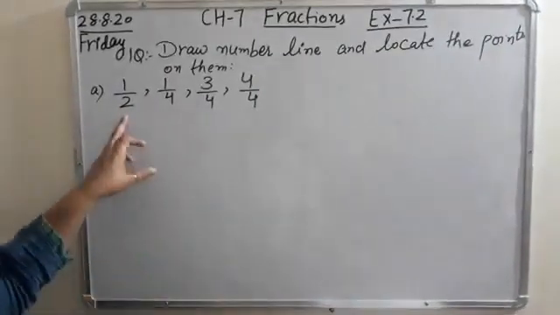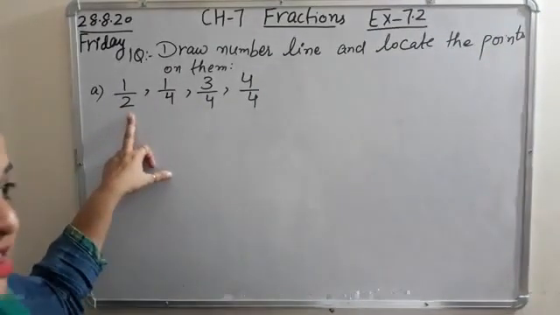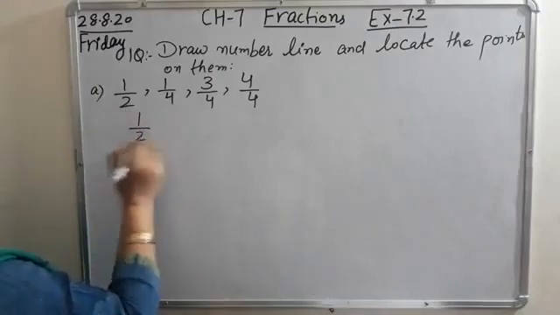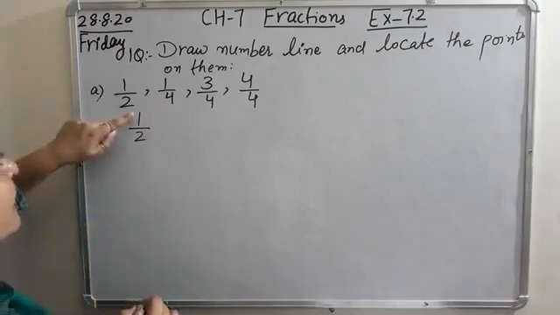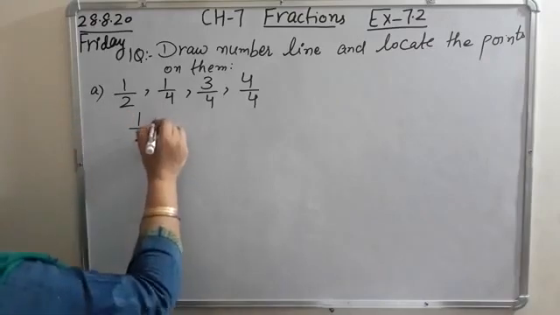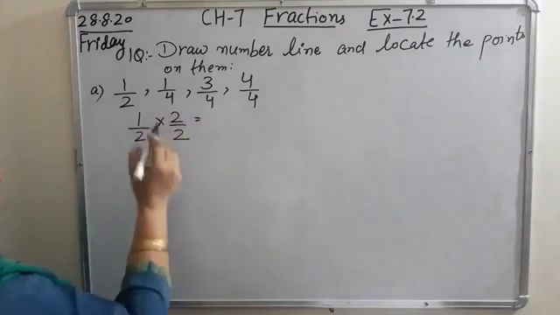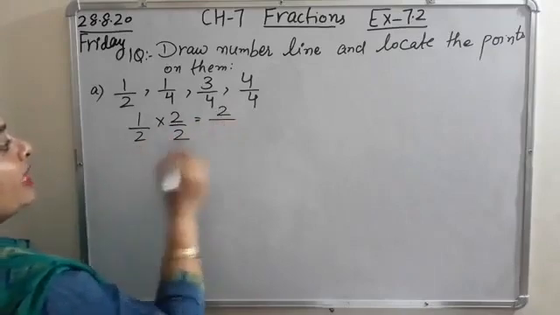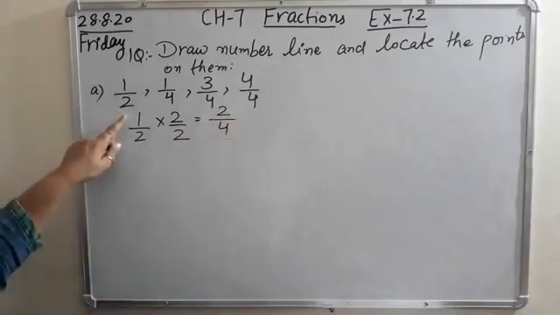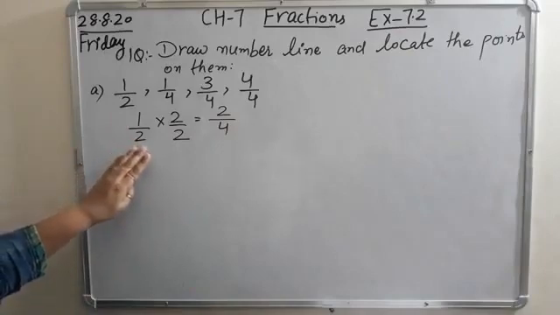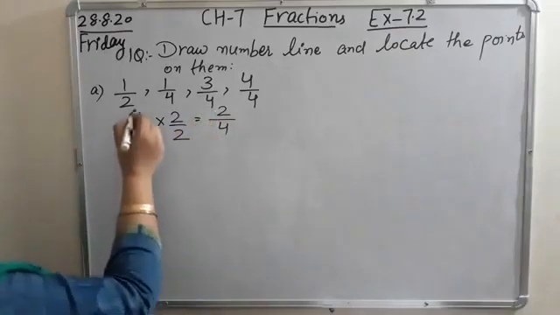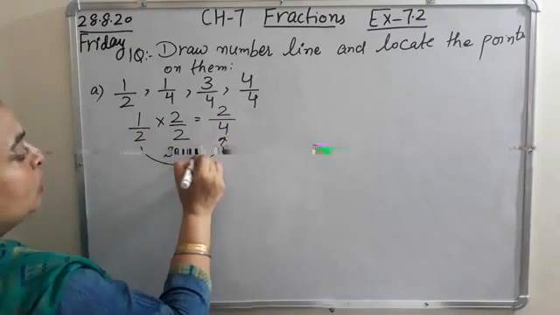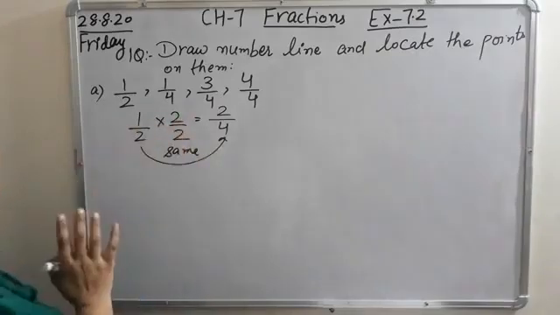First of all, we will make the denominator same. In the first fraction, we will multiply both numerator and denominator by 2. 1 times 2, 2 times 4. It means 1 by 2 is same as 2 by 4. This is the same, made with the help of multiplication.